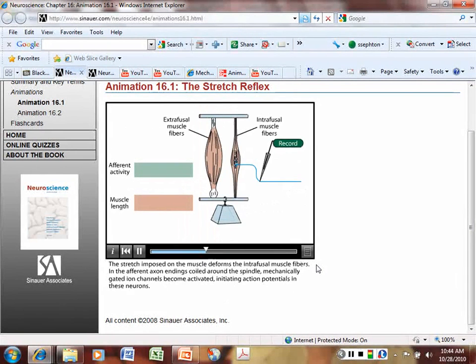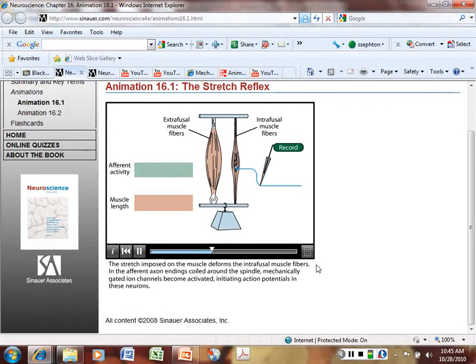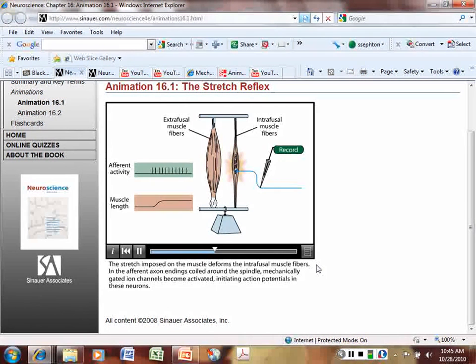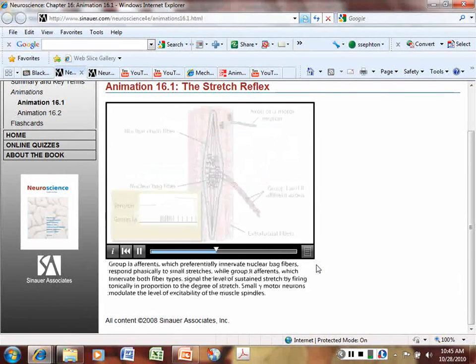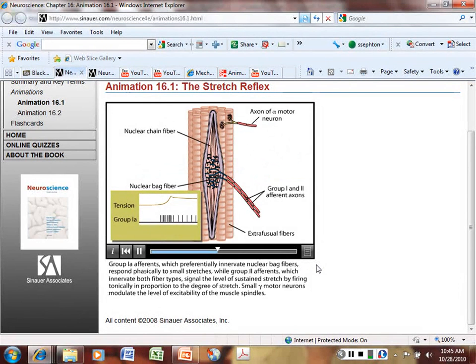The stretch imposed on the muscle deforms the intrafusal muscle fibers. In the afferent axon endings coiled around the spindle, mechanically gated ion channels become activated, initiating action potentials in these neurons. Group 1A afferents, which preferentially innervate nuclear bag fibers, respond phasically to small stretches, while Group 2 afferents, which innervate both fiber types, signal the level of sustained stretch by firing tonically in proportion to the degree of stretch. Small gamma motor neurons modulate the level of excitability of the muscle spindles.